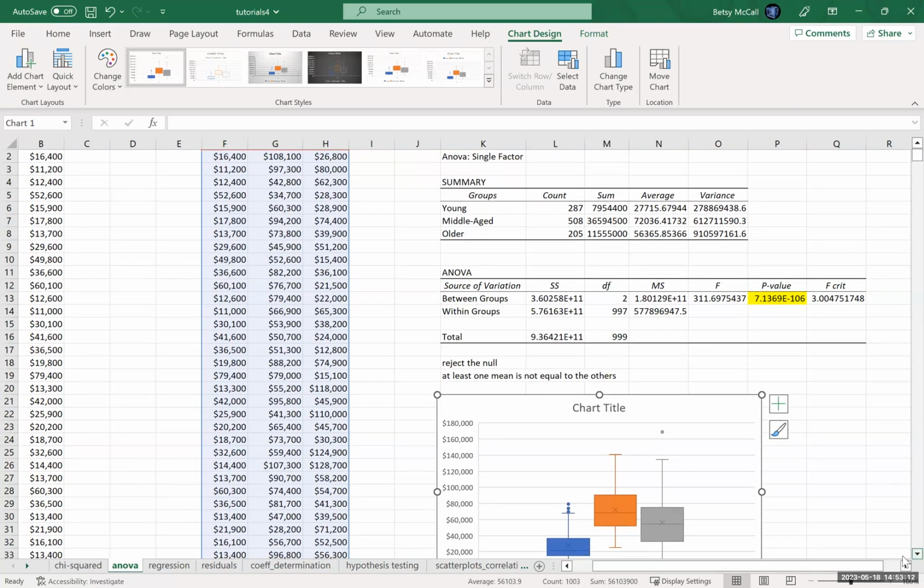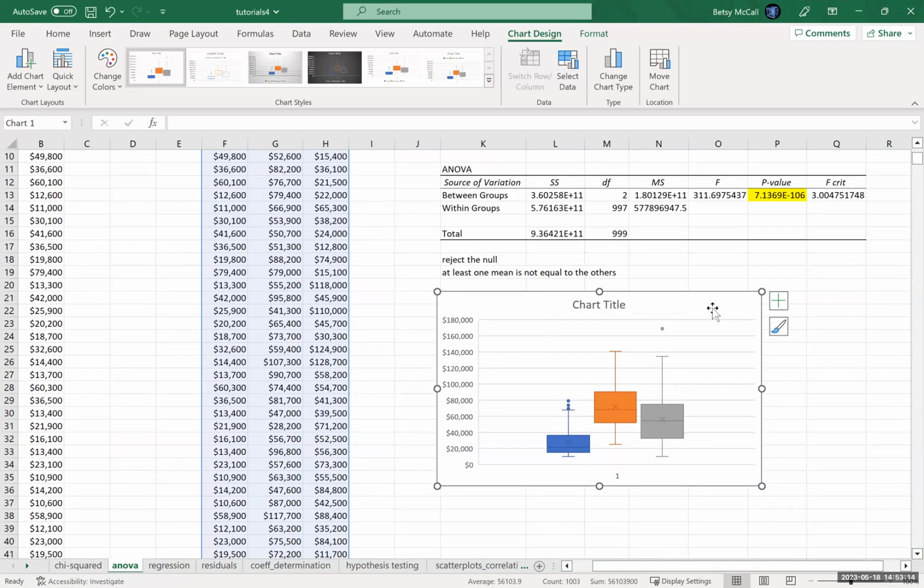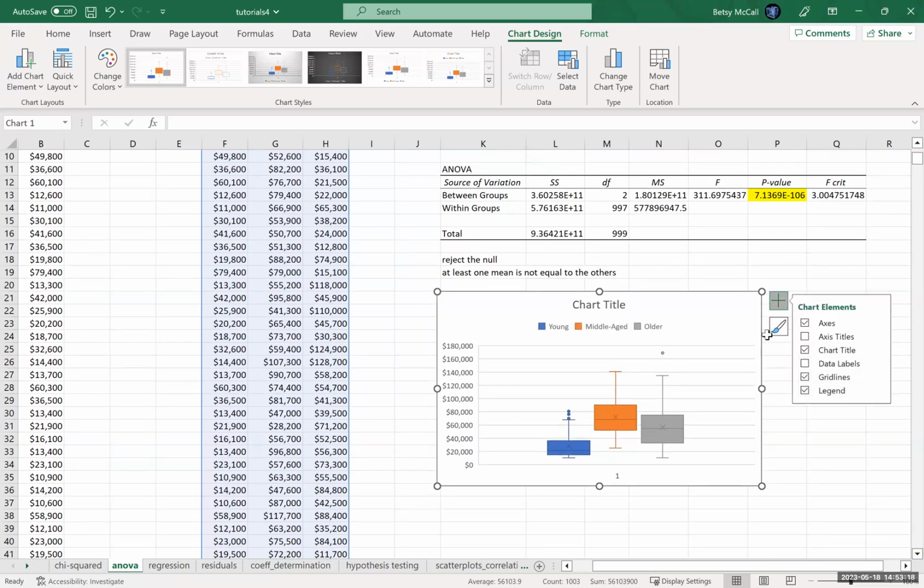And again, let's add a legend so I know which group is which. And we're going to give it a title at least: salary by age.